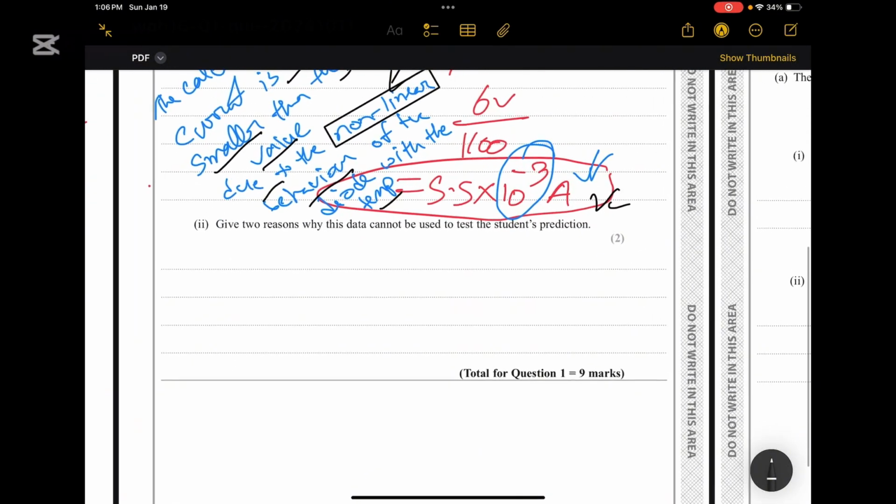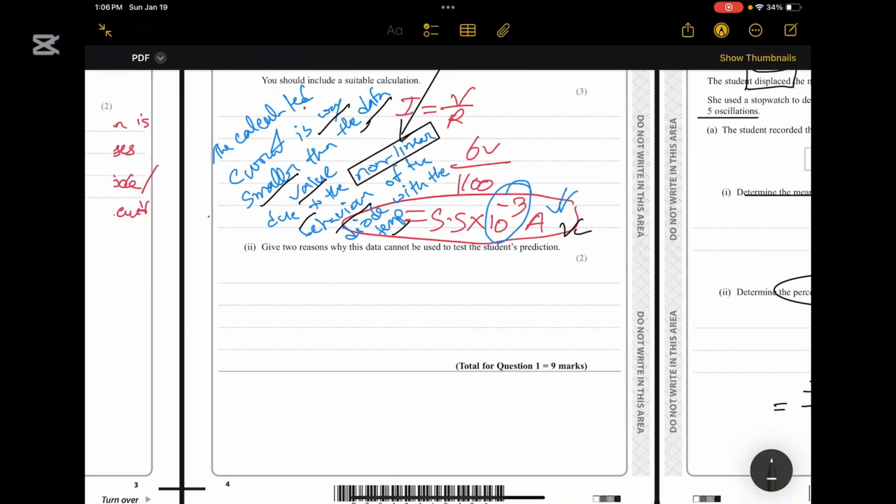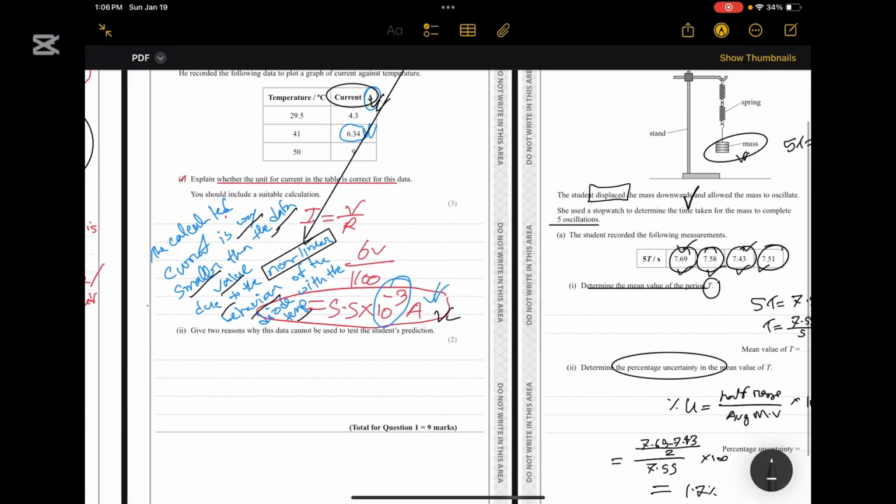Now let's move forward to the final question of question number 1. They have said, give 2 reasons why this data cannot be used to test the student's prediction. Why? Because he only calculated for 3 temperature values. We need more data. This is not enough data. Only 3 values are not enough. At least 5 or 6 values are needed.